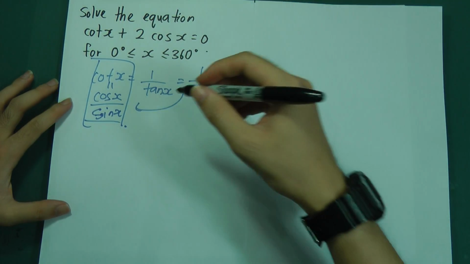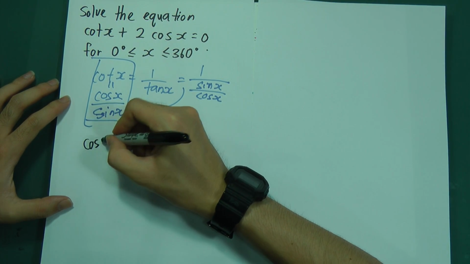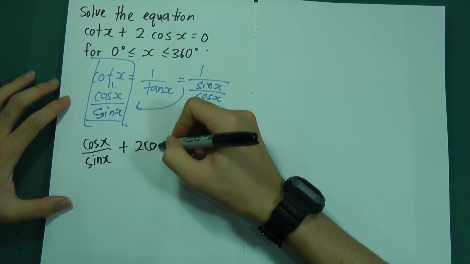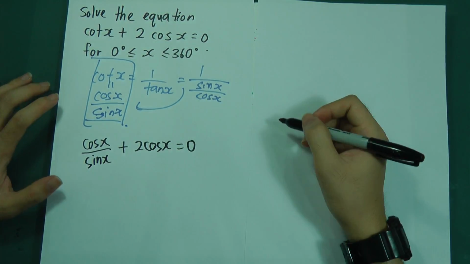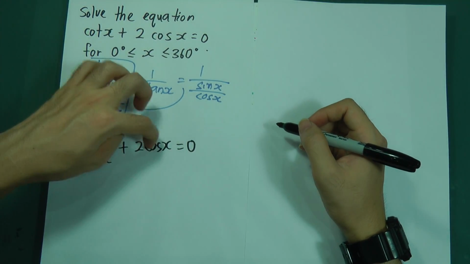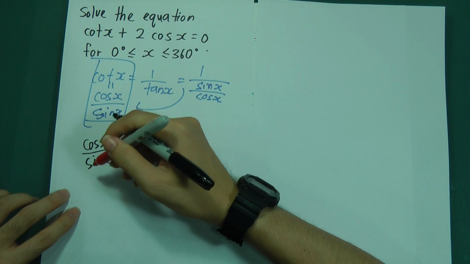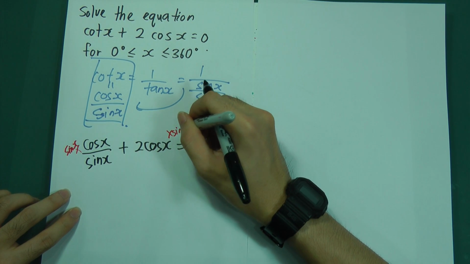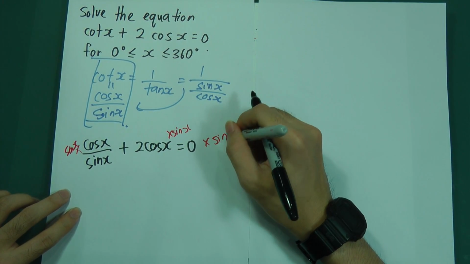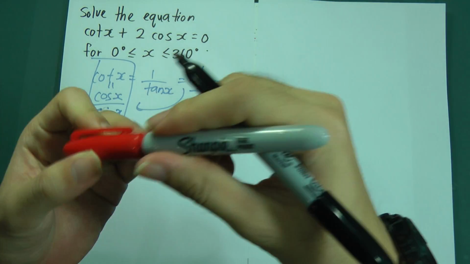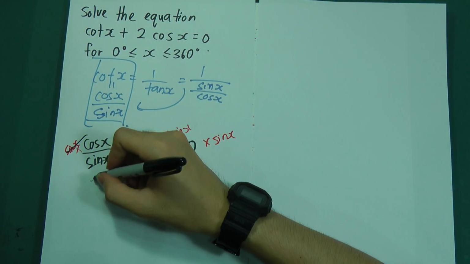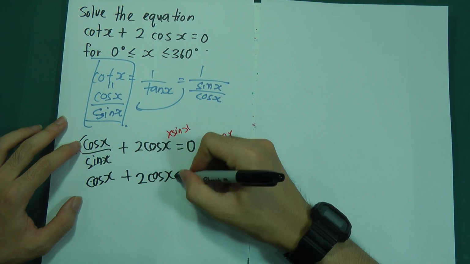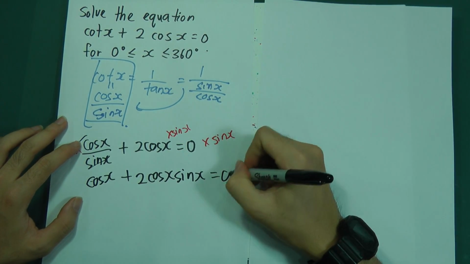So over here, cotangent x equals cos x over sine x, plus 2 cos x equals 0. Since I have a fraction over sine x, I multiply sine x to everything. Here I multiply sine x, this one I multiply sine x, and the last one, 0, I multiply sine x. Of course, 0 multiplied by anything gives 0. The sine x and sine x simplify, leaving cos x only, plus 2 cos x sine x, because I multiplied by sine x, equals 0.